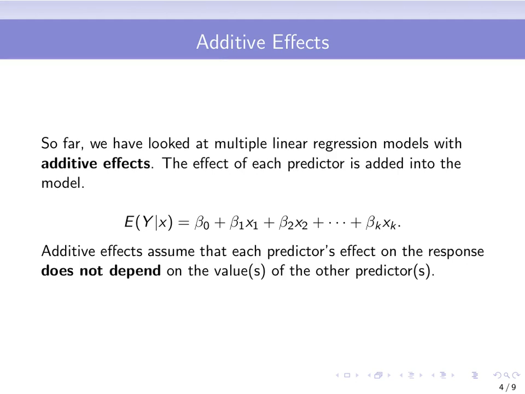Additive effects assume that each predictor's effect on the response does not depend on the values of the other predictors, right? So in this example, we'll say beta 1 represents that when x1 increases by 1, the mean response changes by beta 1, when we keep these values constant. It doesn't matter what specific value they are as long as we keep them constant.